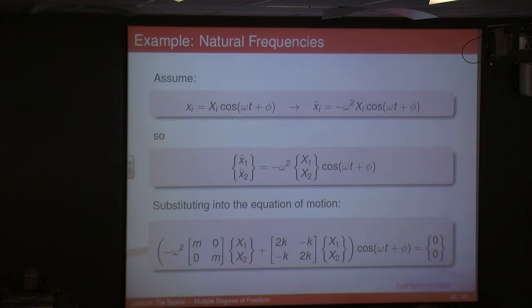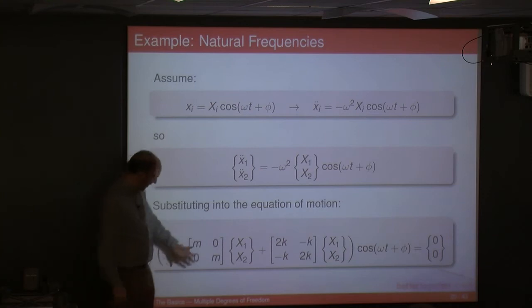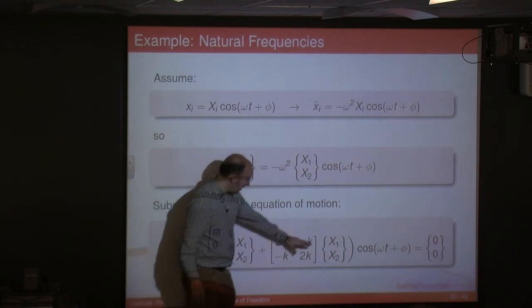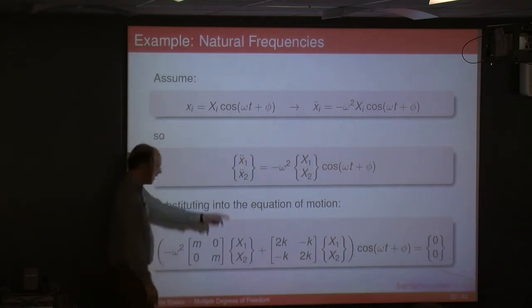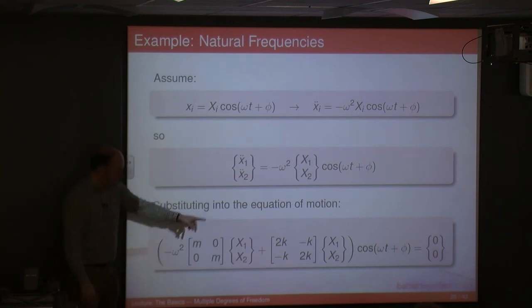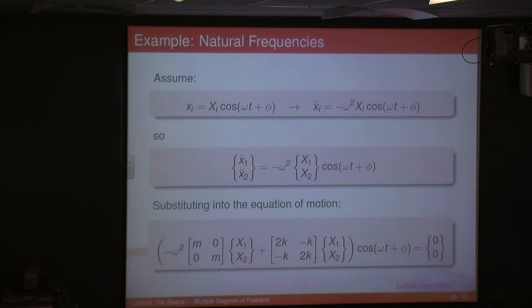We make the substitution to end up with this form of the equation. And look, this term is multiplied by x1 and x2. This one's also x1 and x2. The cosine term can disappear. We can combine those two matrices together, and that will give us our mechanical impedance matrix. So that's the substitution we make.